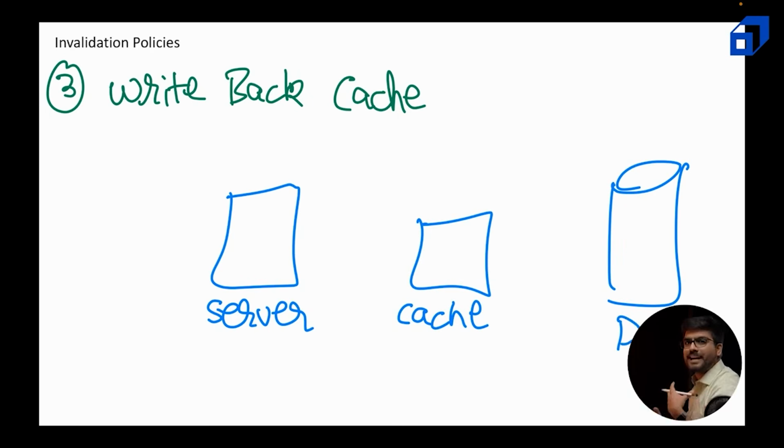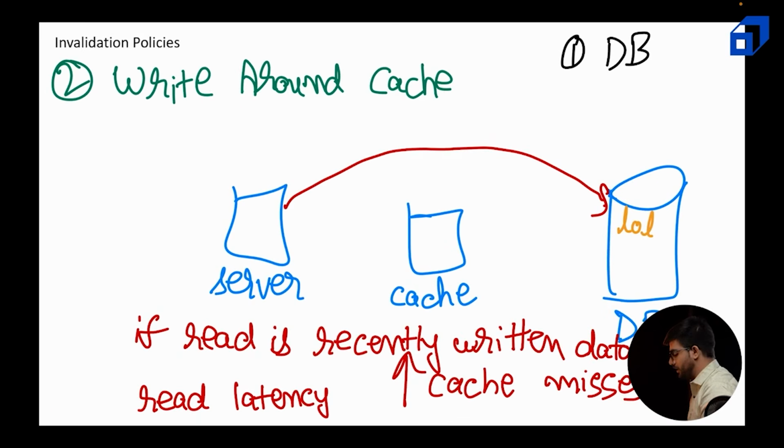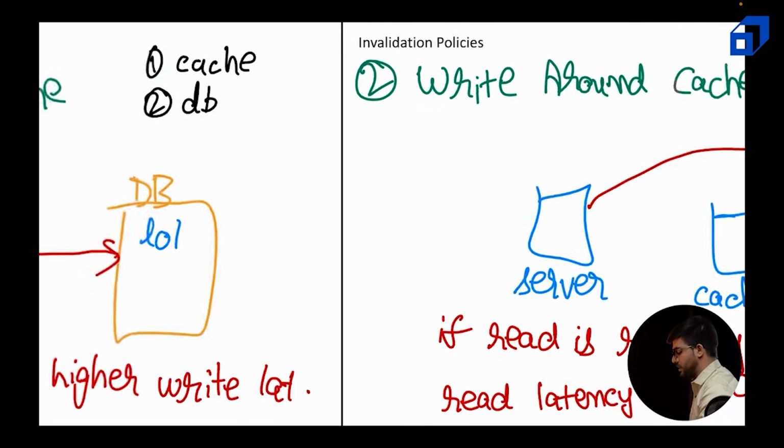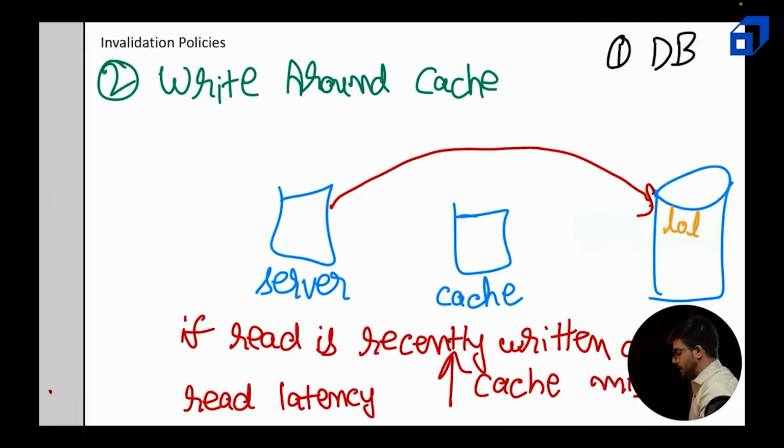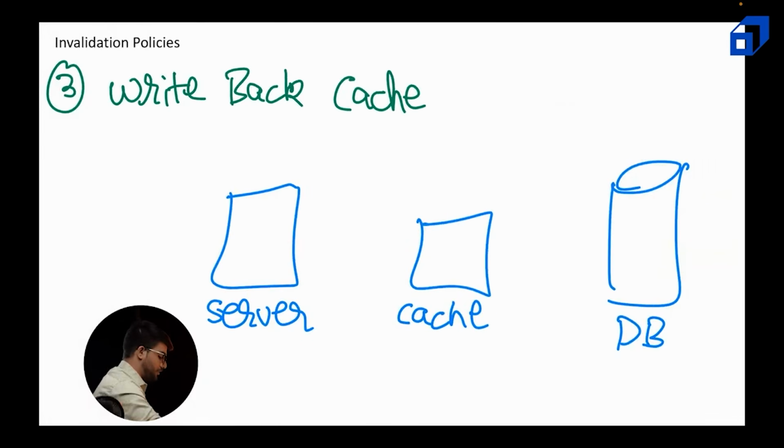Now what happens in write back cache is that we just write to the cache. If you noticed, in write around cache we are just writing to the database. In write through cache, we are first writing to the cache and then to the database. Now in this particular strategy, we are just going to perform writes to the cache. Now you might be wondering, if only the cache is updated, we need to update the database as well, right? So the solution to that is, the updates from cache to database are going to be asynchronous.